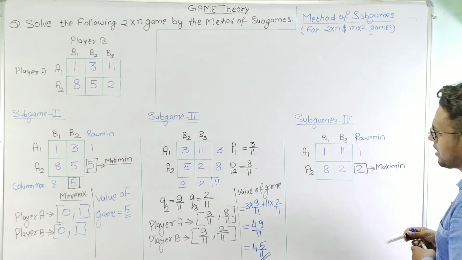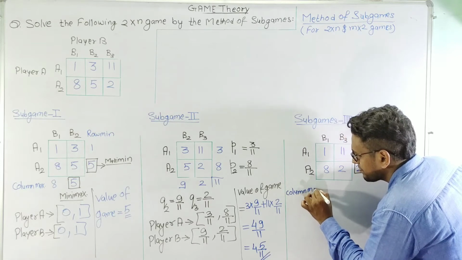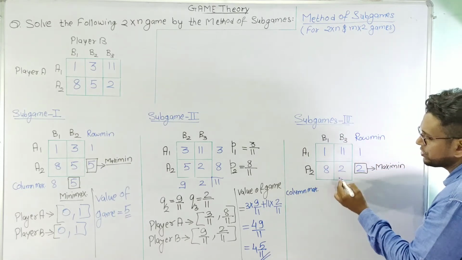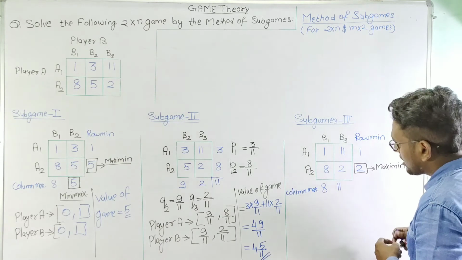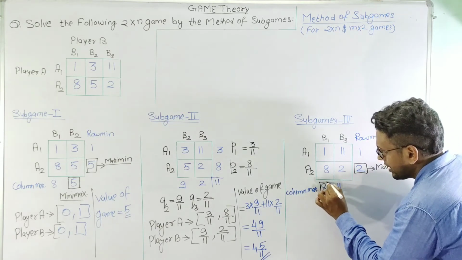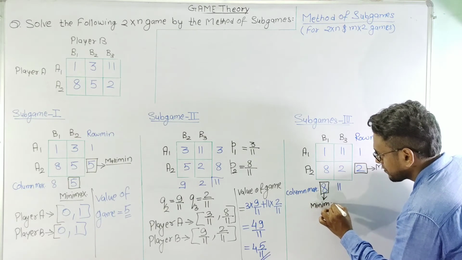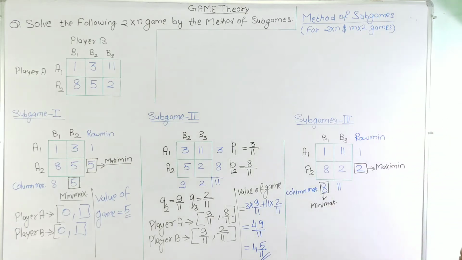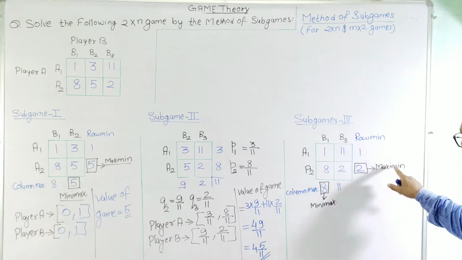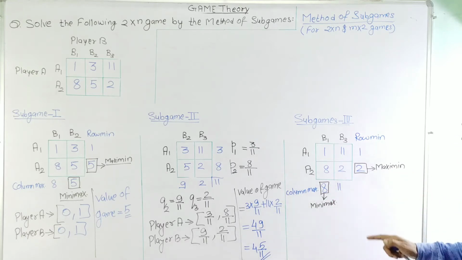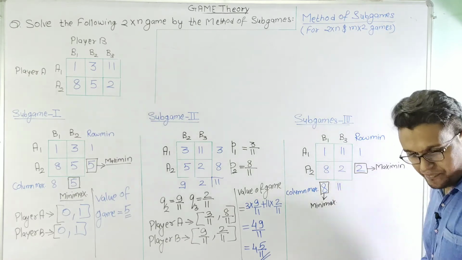Similarly, we will calculate the column max value. So the column max value is the maximum value in each column. So this will be 8 and 11, and among these two the minimum value here is 8. So 8 will be our minimax value. So we can see here that our maximin value is 2 and minimax value is 8, and both are not equal. So we can say that we do not have any saddle point in sub game 3.